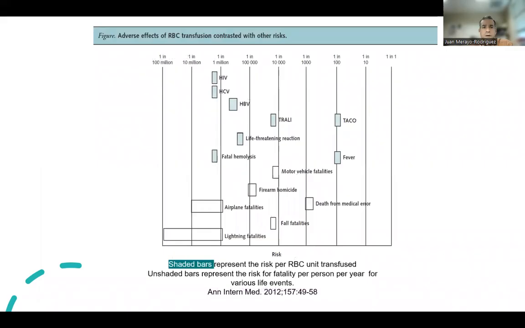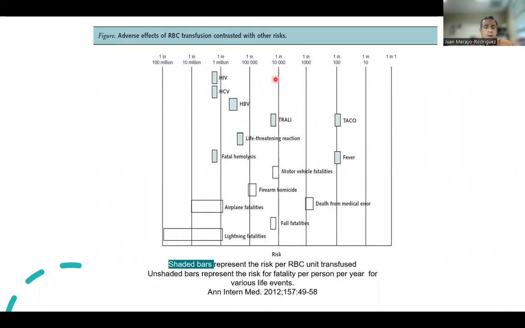This graphic shows a comparison between transfusion risks and the normal risk of fatality in a person per year in various life events. When we look at the most common ones, you have fever and transfusion-associated circulatory overload, as well as allergic reactions, which is not mentioned here. So these are going to be 1 in 100. We'll hear more about some of these reactions, especially TACO, later in the presentation.